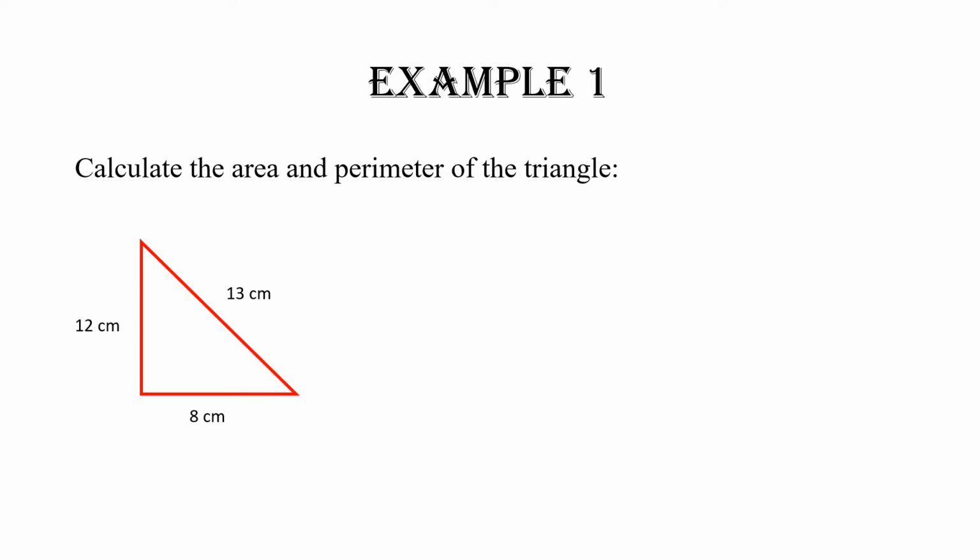So let me start with the perimeter since it's an easier operation to do here. For the perimeter, all I need to do is add 13 centimeters plus 12 centimeters plus 8 centimeters. Easy does it. And if I do that, my result's supposed to be what? 12 plus 8 is 20, 20 plus 13 is 33, right? So it's 33 centimeters. So that's my perimeter, just like that.